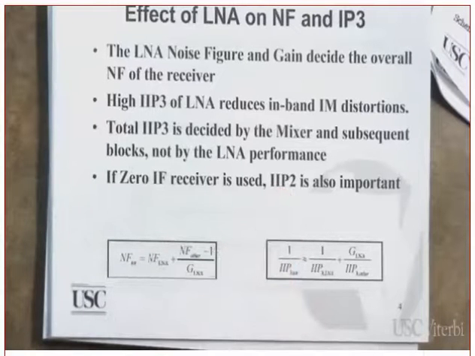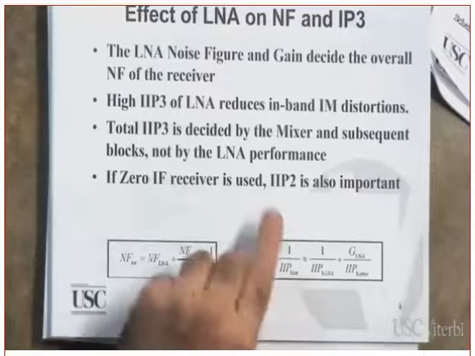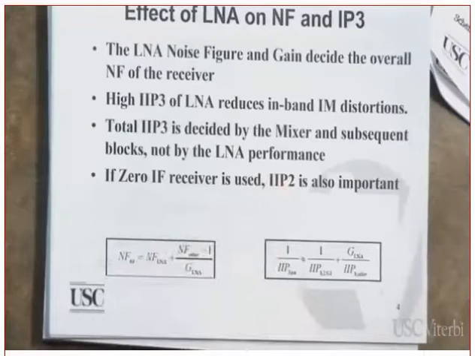What does IIP2 stand for? Second order intermodulation product. What is the second order intermod? Omega 1 minus omega 2, or omega 1 plus omega 2? Omega 1 plus omega 2 I don't care about. Why? It's going to be filtered.